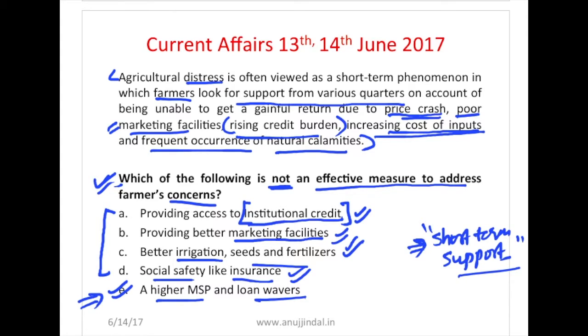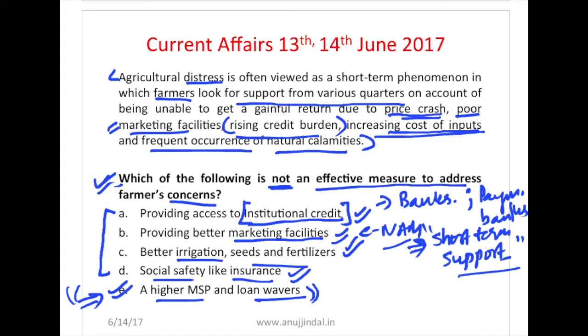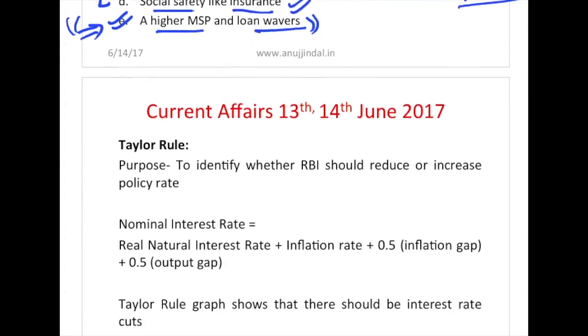It is providing better marketing facilities through ENAM, and institutional credit is being provided by forcing or by incentivizing banks to reach out to these farmers by starting the concept of payment banks. So these are all measures to provide more money to the farmers and to address the concerns of the farmers. But this last one is a short term measure which is more political in nature and less effective in reality. Let's have a look at the next one.